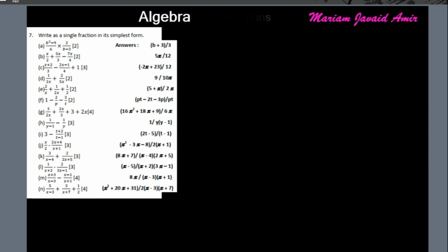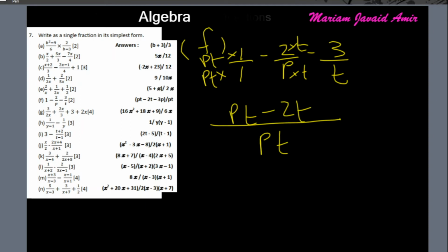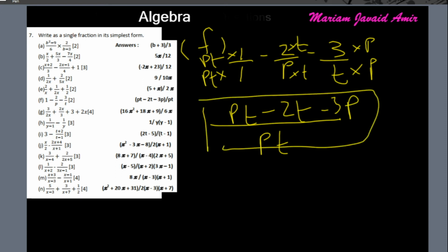Next up is part F, which is 1 minus 2 over p minus 3 over t. I am going to write 1 as 1 over 1. So the LCM for 1, p, t is simply pt. So to change 1 into pt, we'll have to multiply it with pt. So pt minus, this one already has p, it has to be multiplied with t only, so minus 2t, and this one has t, so it has to be multiplied with p only, minus 3p. So this is the answer for part F.